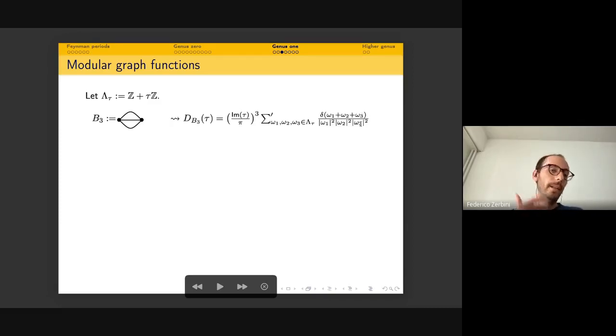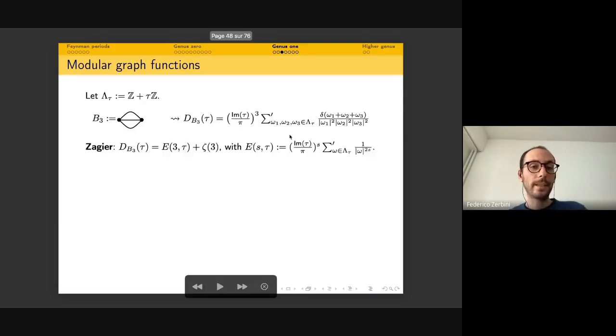And in the exact same way, you define modular graph functions in general. But let me first stick with this one. So this one, one can see very easily that it's modular invariant, and it's not at all easy to see that it can be written in the following way. So this was shown by Zagier. So it can be written in terms of zeta 3 and in terms of E of 3 tau, where E of s tau is the real analytic Eisenstein series that you might, I mean, it's a very classical object defined in this way for complex s. And now we are specializing it for s equal 3.